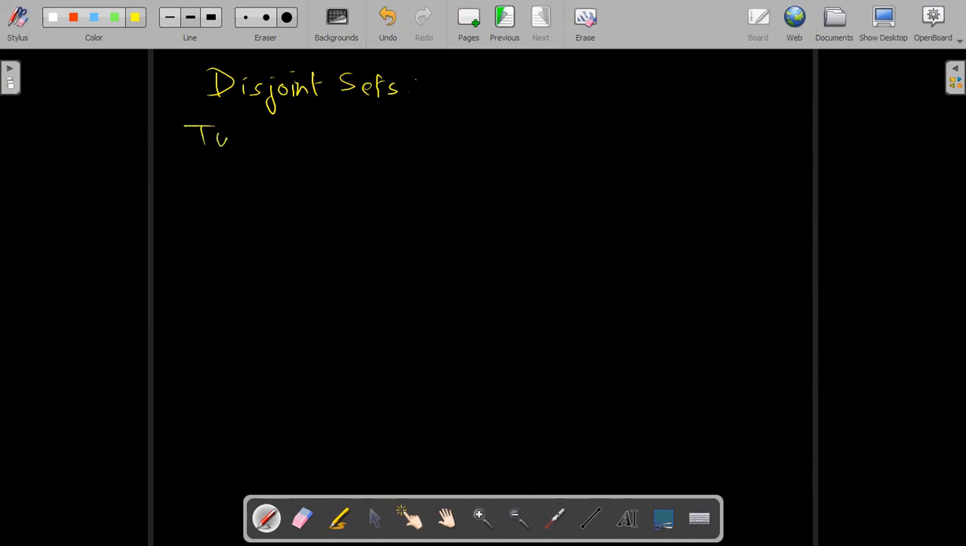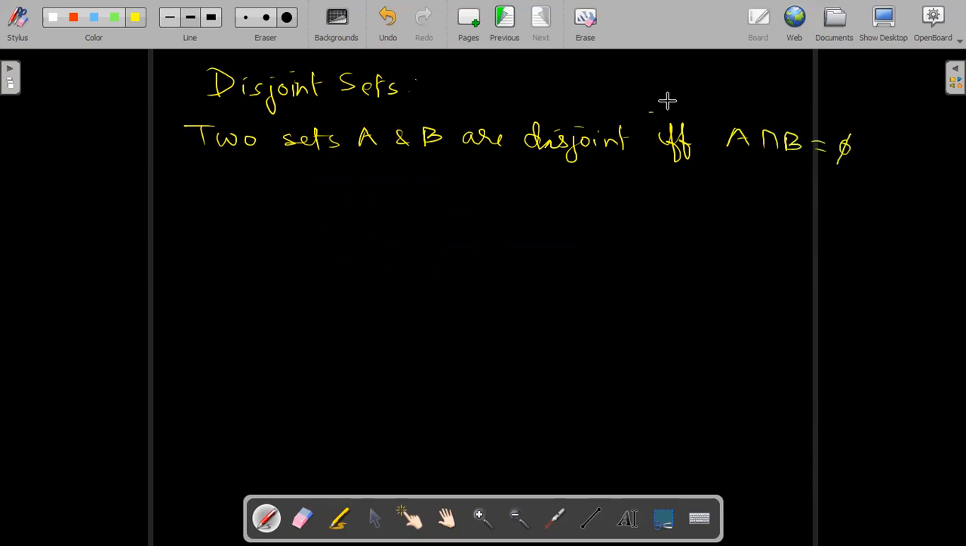So two sets A and B are disjoint if and only if A intersection B is a null set. Okay.